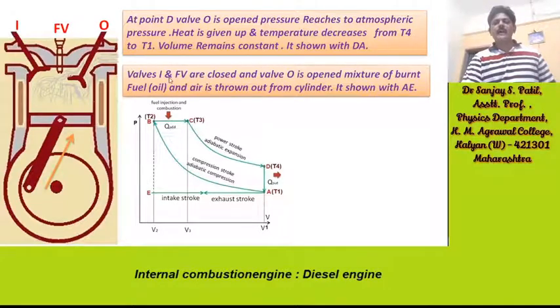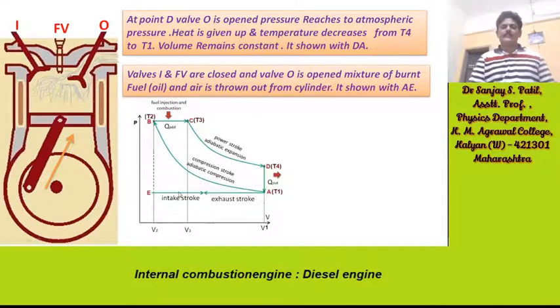Valve I and the fuel injector valve are closed and only valve O is open. The mixture of burnt fuel, that is oil, and air is thrown out from the cylinder. So it is shown with curve AE in this diagram.